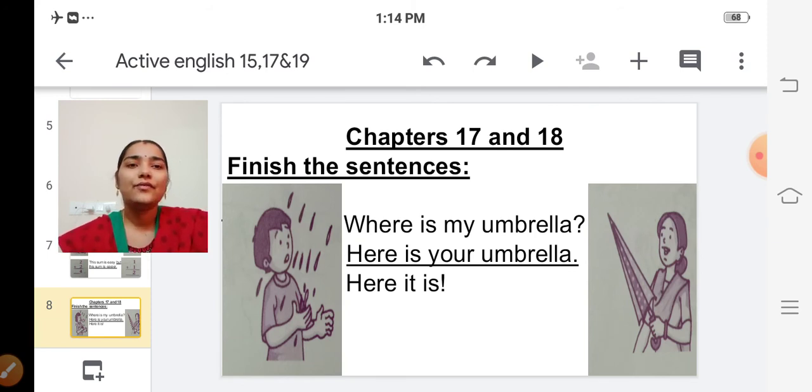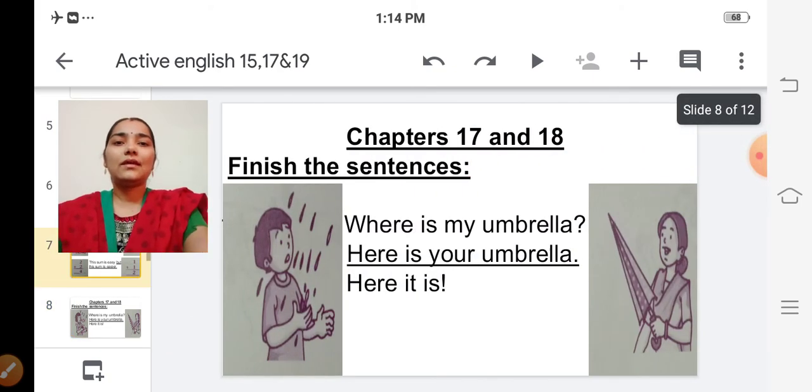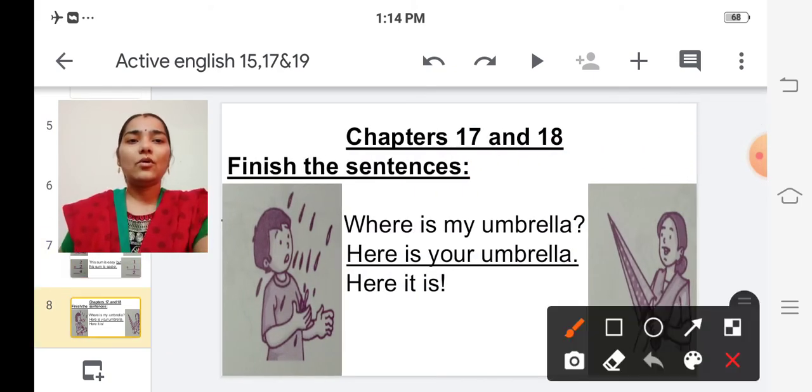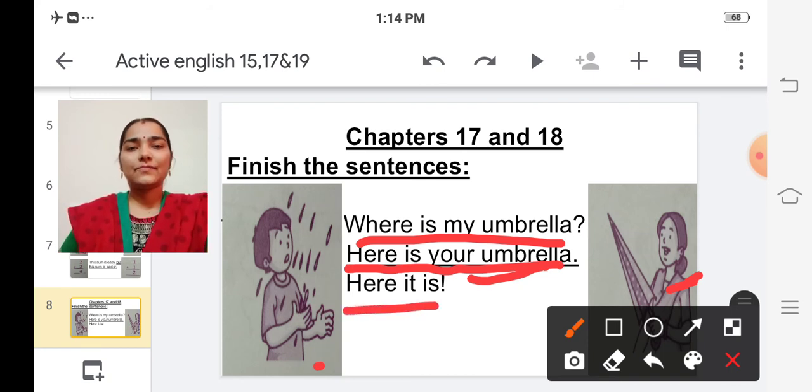Okay, children, finish the sentences. So look at the pictures. Here one boy is there. This boy is asking, where is my umbrella? This woman is having his umbrella. So she is answering, here is your umbrella. Here it is.